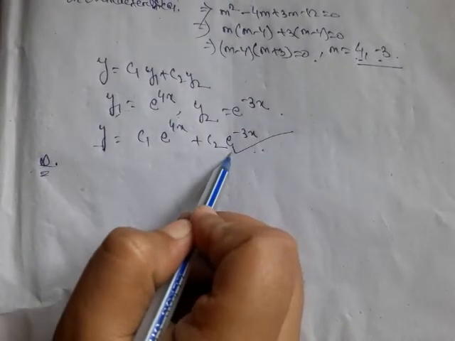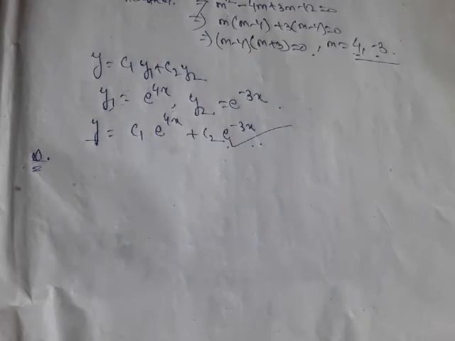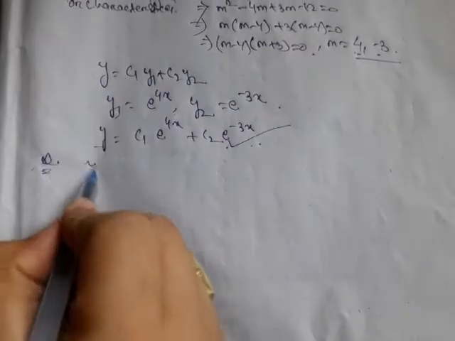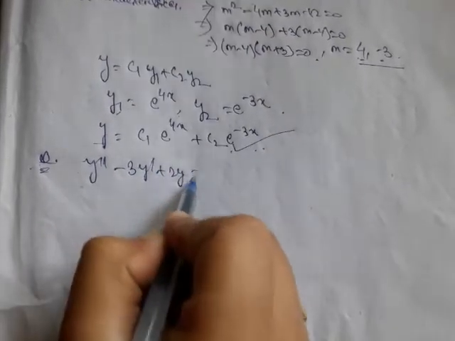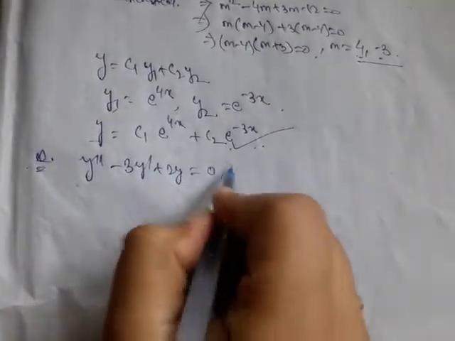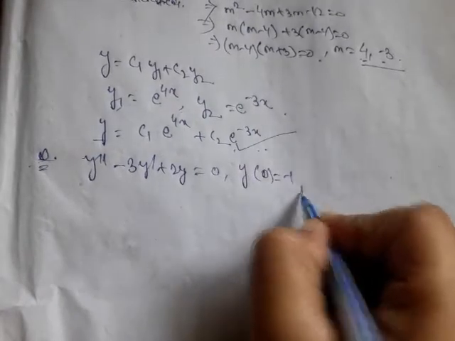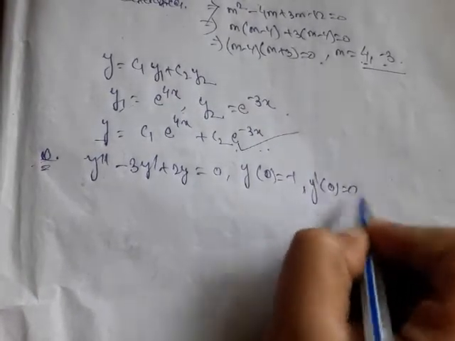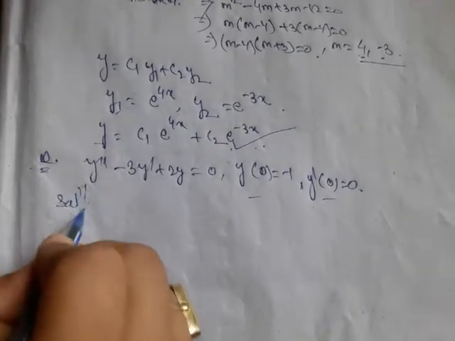Find the general solution, if given a particular solution. The question is y double dash minus 3y dash plus 2y equals 0. Here y of 0 equals minus 1 and y dash of 0 equals 0. These two conditions are given, so we find our particular solution.